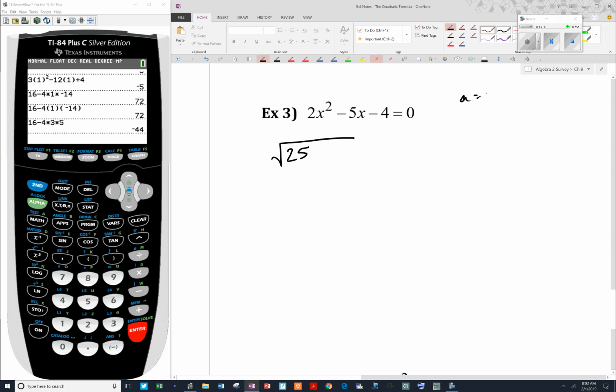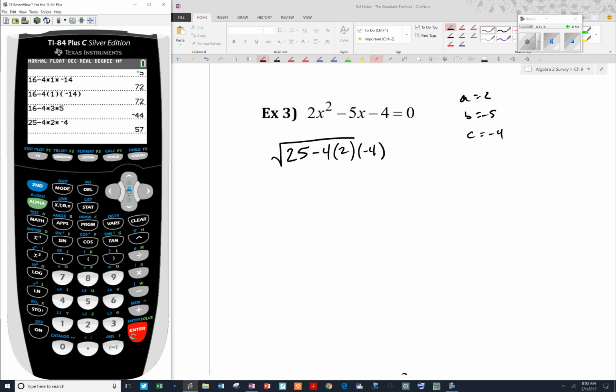All right, so a is 2, b is -5, therefore b squared is 25, c is -4. So you got 25 minus 4 times a times c. Okay, so we're going to do 25 minus 4 times 2 times -4. It's okay to type it in like that, or put them in parentheses. 57. 57 has no perfect square factors. So you can just plop it into the quadratic formula.